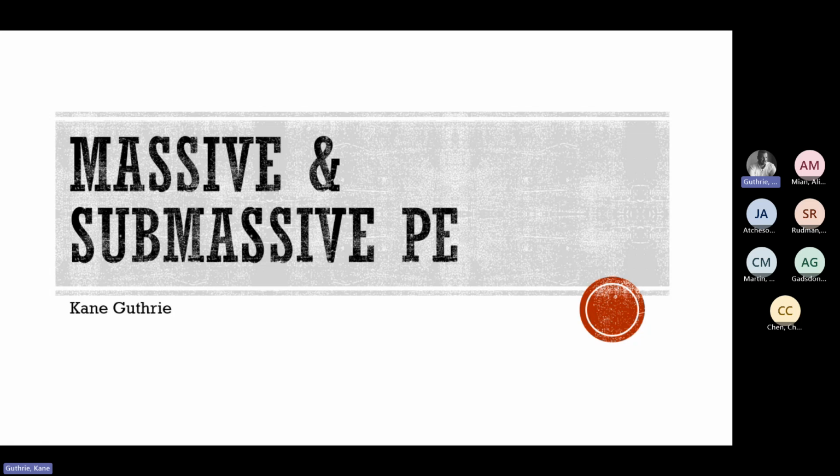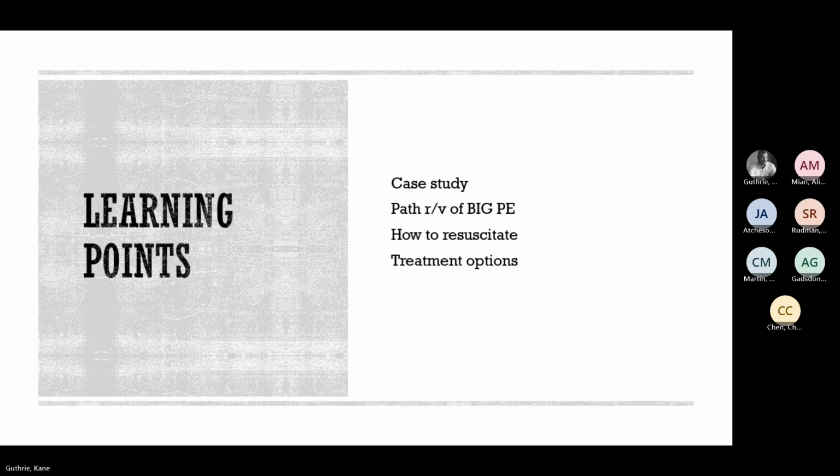So this afternoon, we're just going to talk about management of massive and submassive PE. So patients that present with big clots in their pulmonary vessels, how do we actually go about resuscitating and managing these individuals? So just the learning points we'll cover. We're going to look at a case study. We'll have a bit of a look over the pathophysiology and some of the physiology of managing big PE cases, how we resuscitate these individuals, and what some of our treatment options can be for these patients.